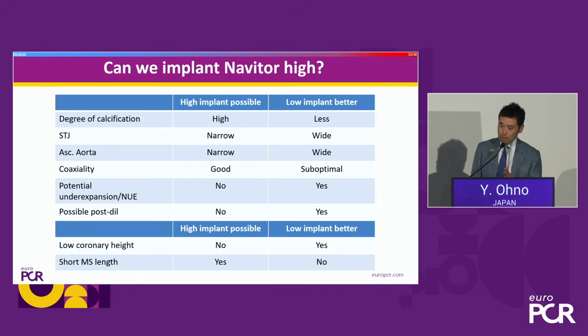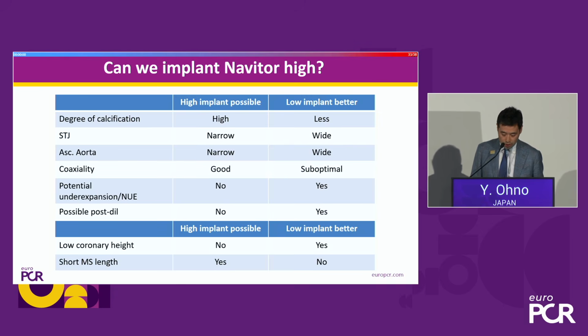So if the membranous septum is, let's say, 3 millimeters, and we want to avoid a pacemaker, we need to stay at 3 millimeters. But there is some anatomy that allows or favors this kind of relatively shallow implantation, or it's better to stay on the safer side. So there are several aspects that we need to look at: the degree of calcification of the leaflets, how narrow, wide, or calcified the STJ is, ascending aorta size, and coaxiality of the valve.